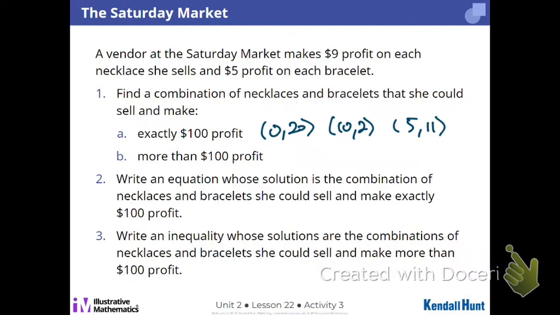So I don't know if your problem solving went the same, but I was like, 5's easier to get into 100 than 9. So I found multiples of 9 that ended in 5 or 0. Okay. So what's a combination that's more than $100 profit? Ayana? 11, 6. Okay, what's some more? Evan? 9, 4.